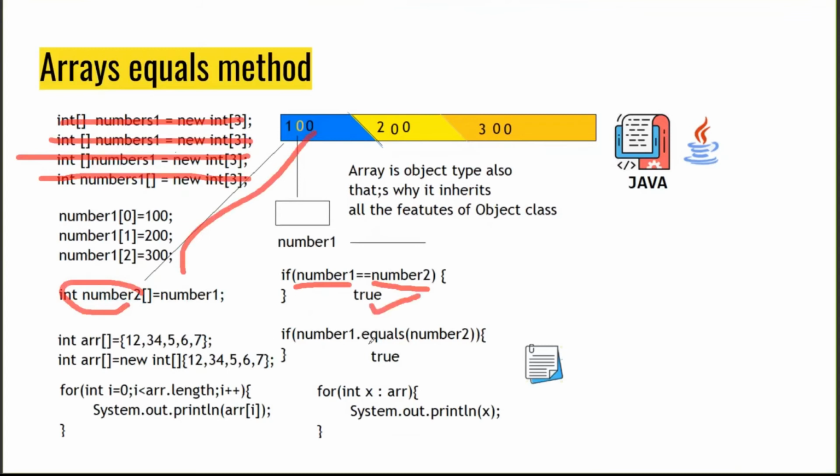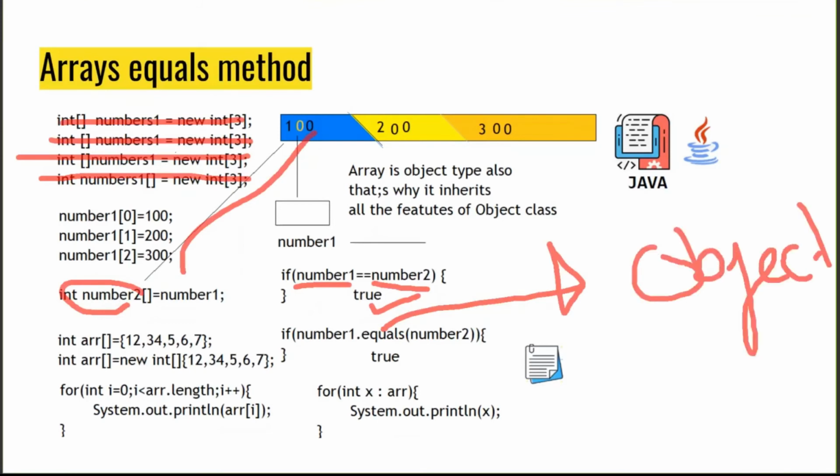If you call the equals method, number one dot equals number two. Number one does not have an equals method, so it will take the equals method from where? Object class. In the Object class, the equals method internally does the same thing, a reference equality. So for arrays, double equal and the equals method do the same job. You should remember it. Both of them compare the reference, because the array type does not have its own equals method.